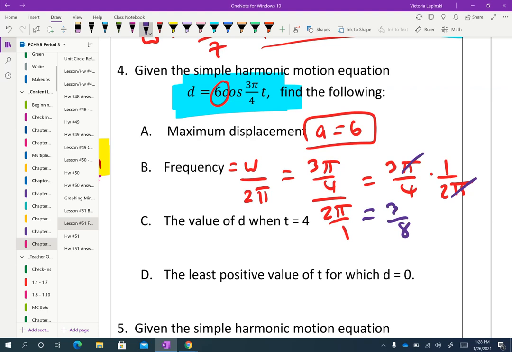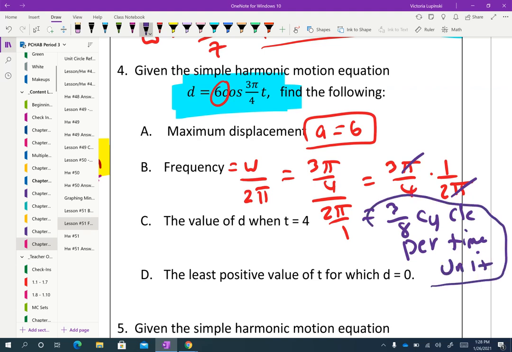Here's what it actually means in terms of frequency. It means that there are 3/8 of a cycle per time unit. So whatever it happened to be, minutes, seconds, hours, it's going to go through 3/8 of a cycle for every 1 hour, minute, or second.